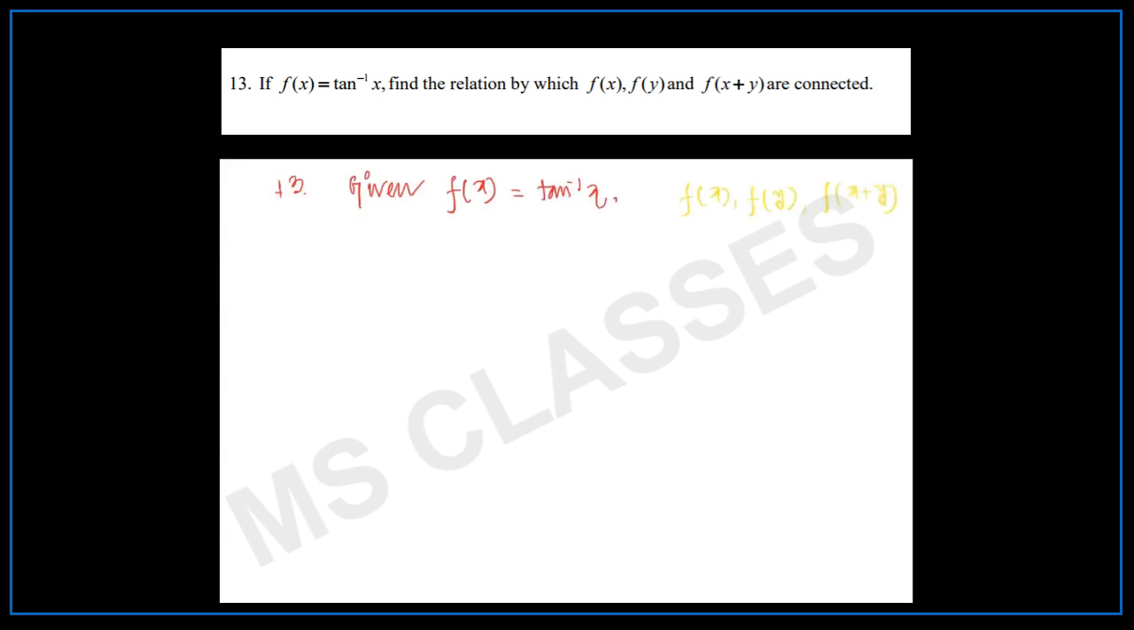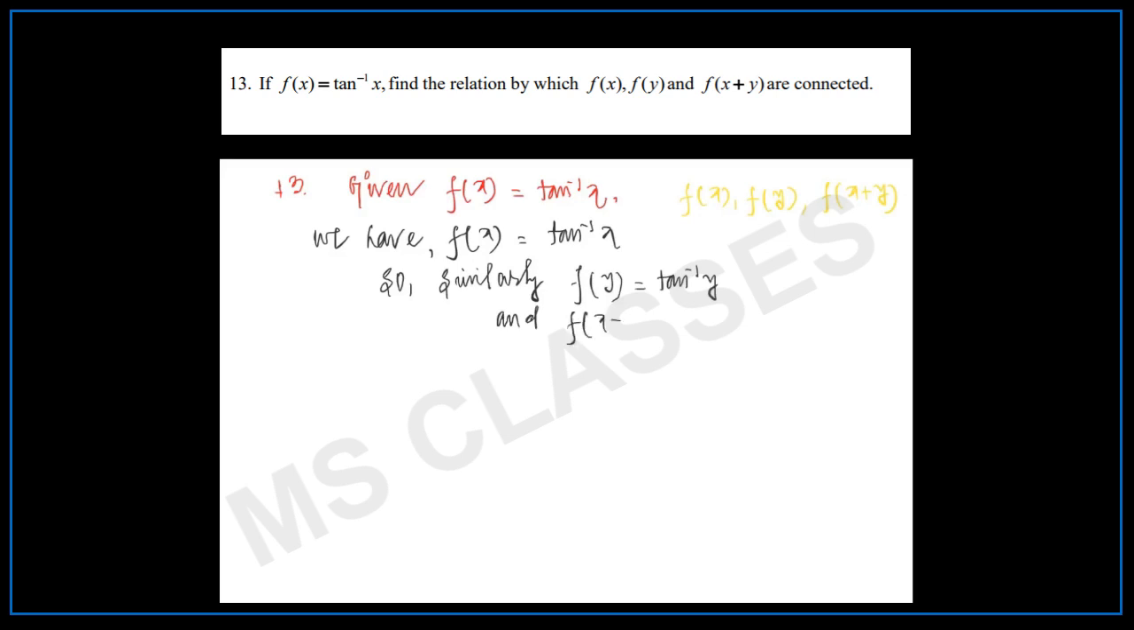Now, from this, similarly, when f of x equal to tan inverse of x, we have f of x equal to tan inverse of x. So similarly, f of y equal to tan inverse of y, and f of x plus y equal to tan inverse of x plus y.